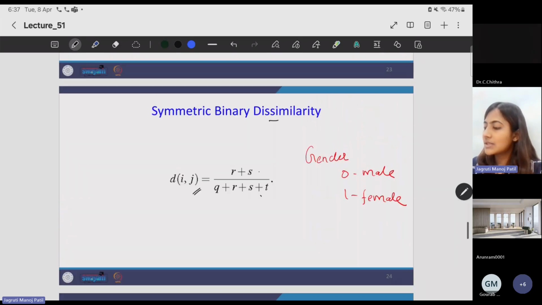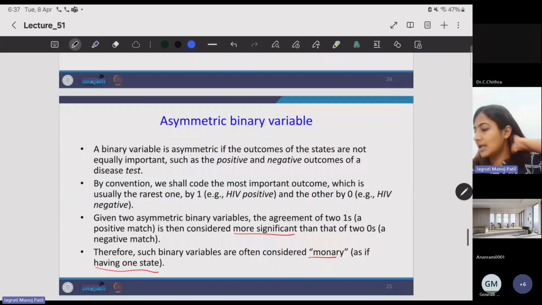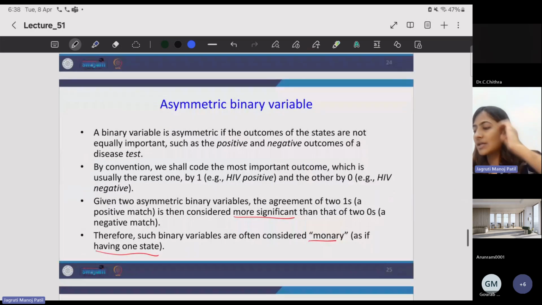This is also applicable for your data sets which are ordinal, nominal, categorical, all those kinds of data sets. This kind of dissimilarity matrix would be applied to them. Okay, then they are giving some example of HIV positive cases and then negative cases.